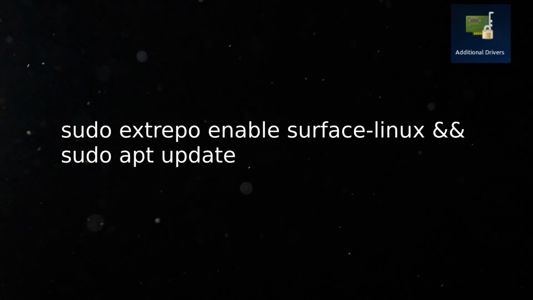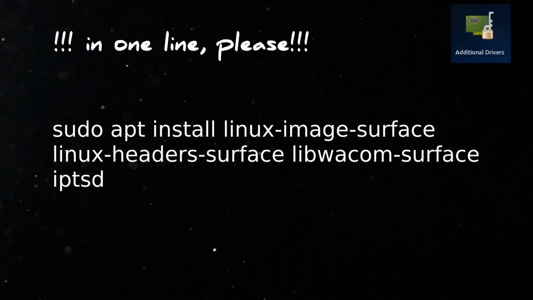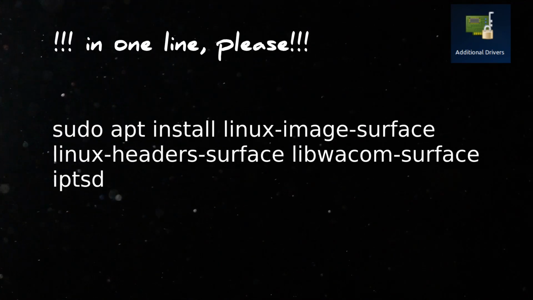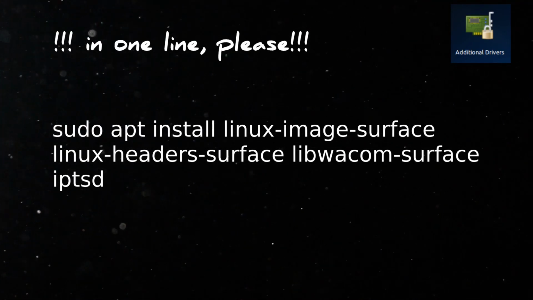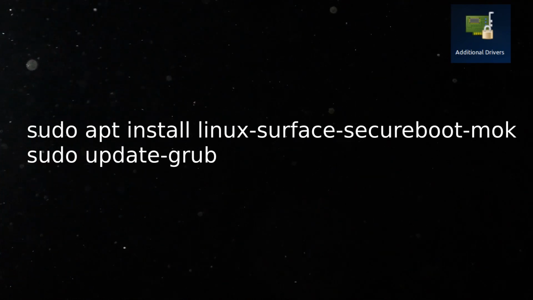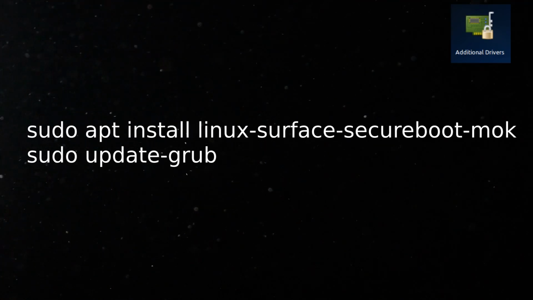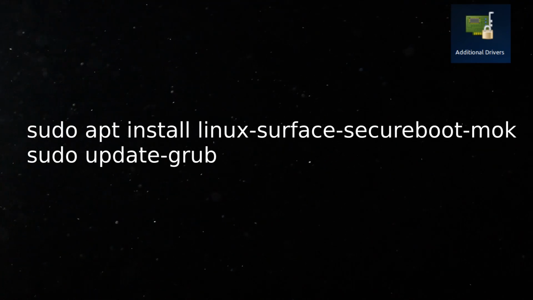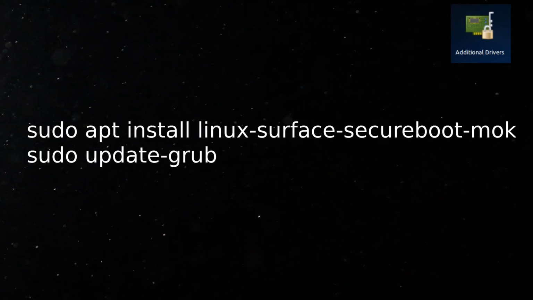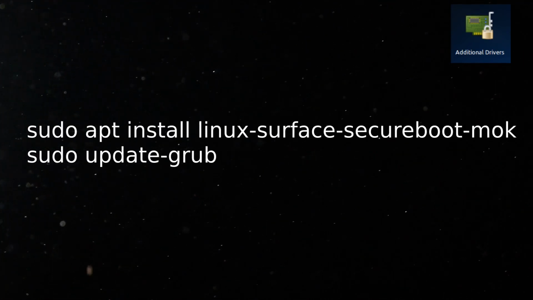Once this has been done, you need to install the Linux image. So that's the Linux image surface, the headers, and all that kind of stuff. Once this has been done, there is an optional step. If you want to use secure boot, I re-enabled it after installing Ubuntu. It works, so you can sign the key so that you have a secure boot. So if you want to do that, you have to install the Linux Surface Secure Boot MOK. And once this has been installed, it will reboot the system and you'll end up in the blue screen after the reboot, and you have to confirm everything there.